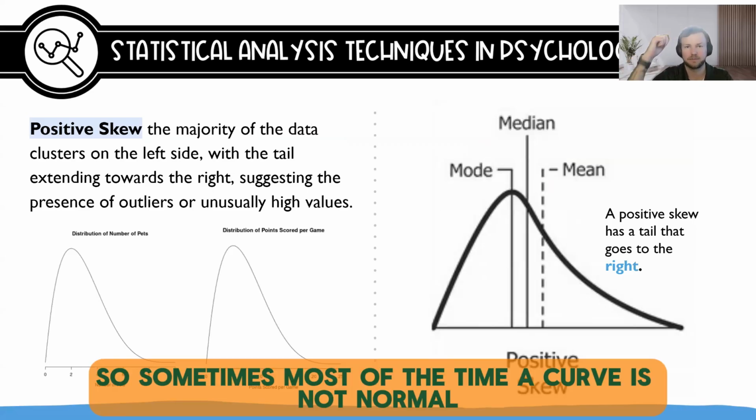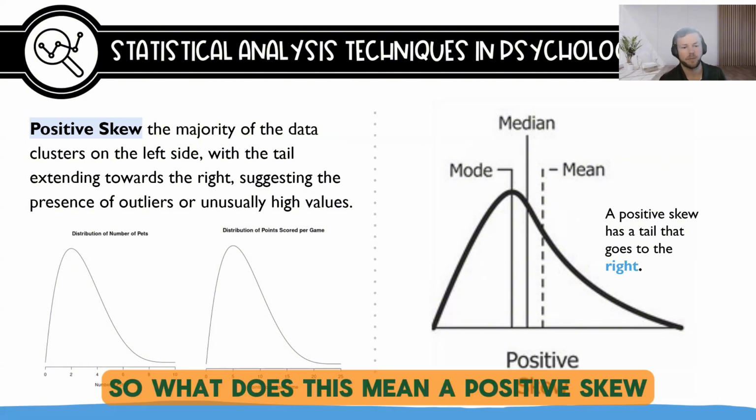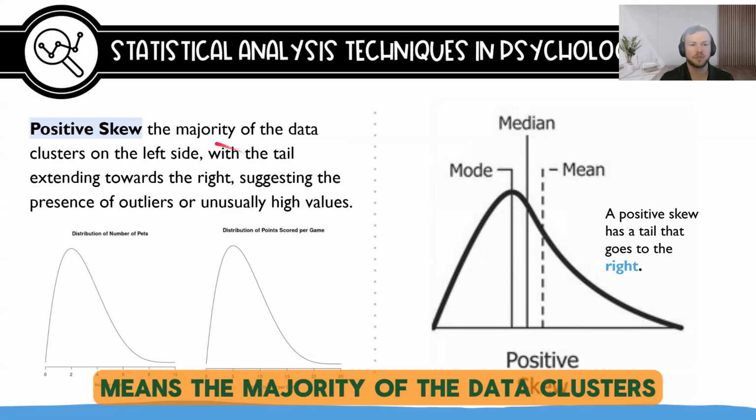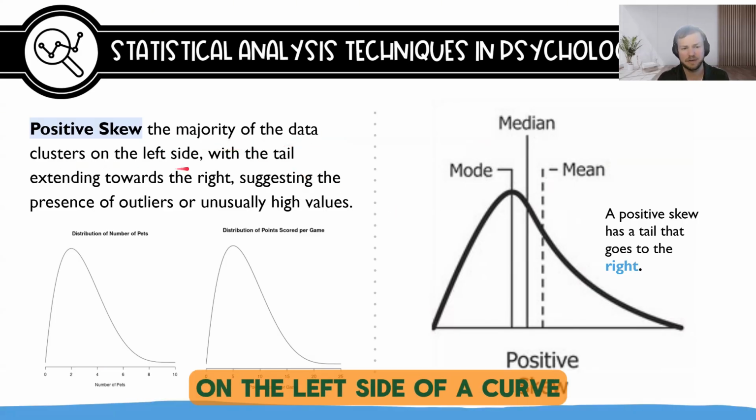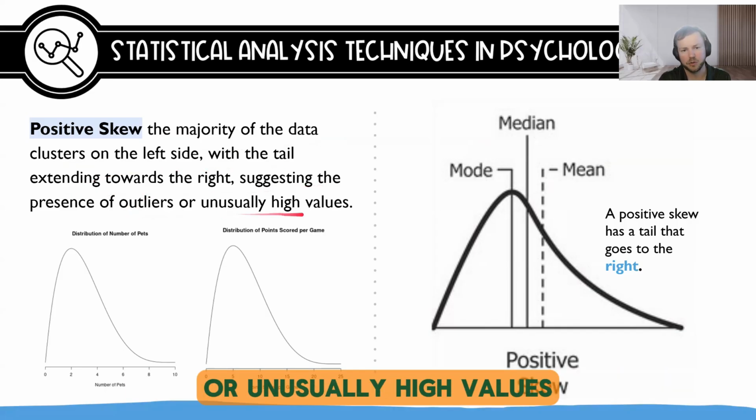And let's go back to non-normal curves. So sometimes, most of the time, a curve is not normal. It either has a positive or negative skew. So what does this mean? A positive skew means the majority of the data clusters on the left side of a curve, with the tail extending towards the right, suggesting the presence of outliers or unusually high values.